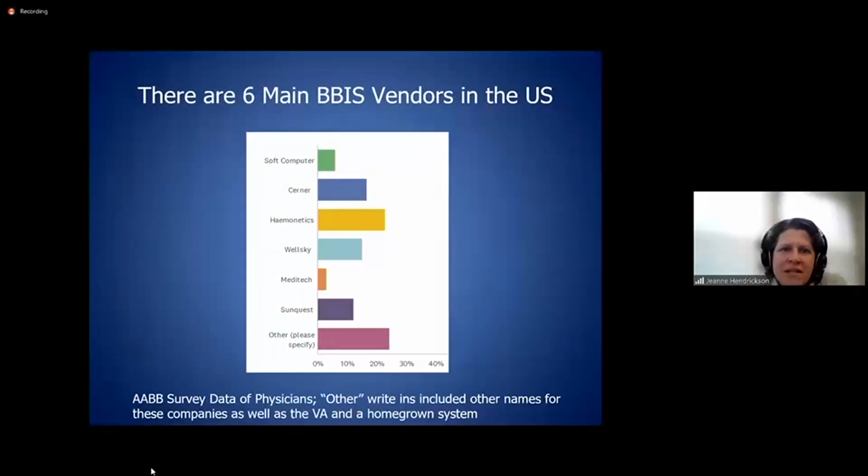So again, in the United States, there are about 6 main blood bank information system vendors. These are just data from our survey, so these are not exactly representative of the entire United States, but our goal is to have these 6 vendors agree to participate in an antibody exchange, and we think we'll have extremely good coverage of hospitals in the United States if we can get these vendors to agree.